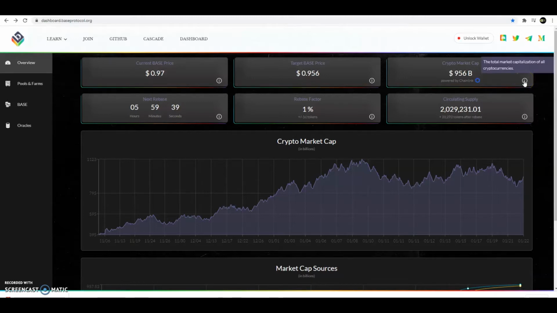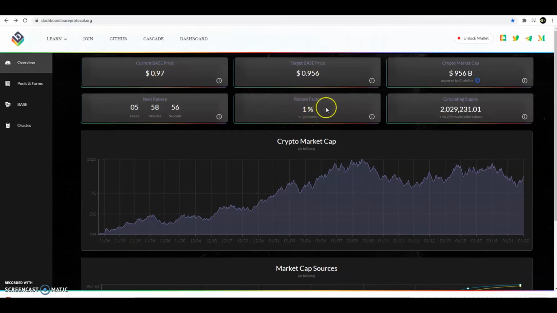Guys, if you hover over here, these are the tips that give you the info of what we're looking at here. So the next rebase, as I said, we rebase every 24 hours. So 5 hours, 59 minutes and 22 seconds from now is when the next rebase will happen. We are currently at a positive rebase factor, because we are 2 cents or a cent and a half above what we're trying to peg ourselves to. If we were to do it in dollar value, we are currently 1% positive. If it was at 94 cents here, we would be minus 1%.